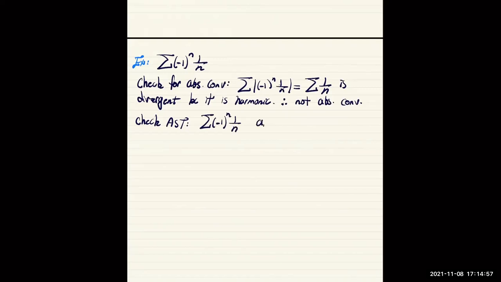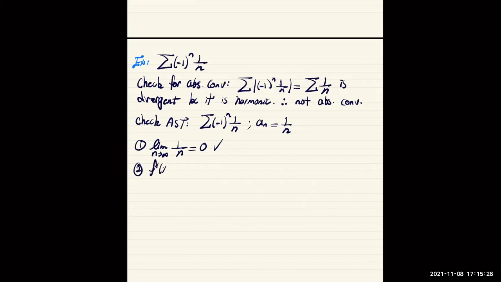Okay, so here a sub n is equal to 1 over n. Check the two requirements: the limit as n goes to infinity of 1 over n is equal to 0. That checks. Also, we want to show the sequence is decreasing. Again, you can do the derivative test if you want, or you can just directly show it's decreasing. Let's just do the derivative test here.